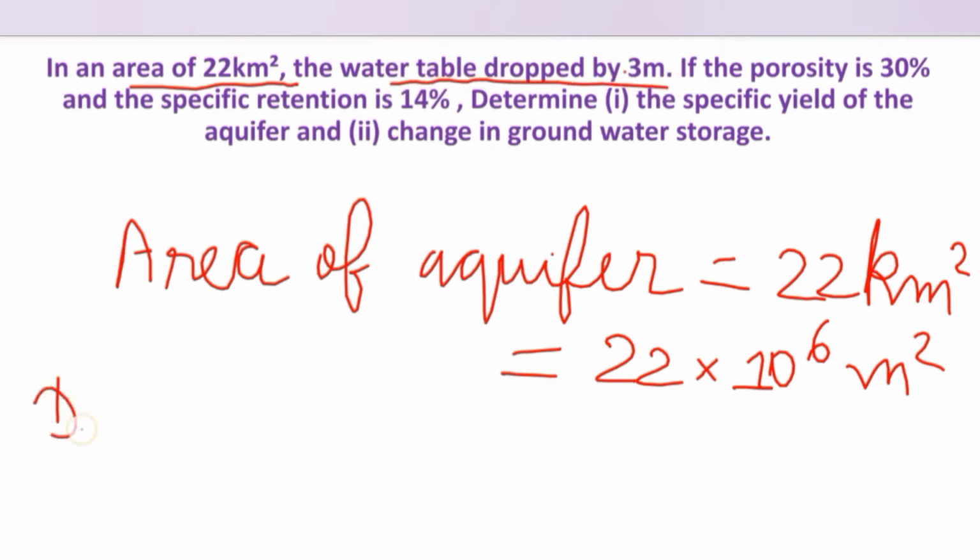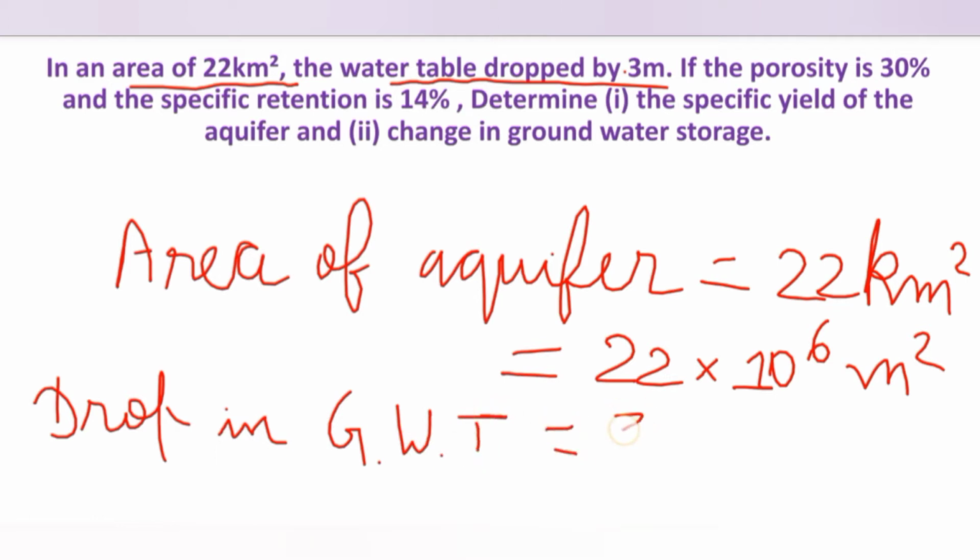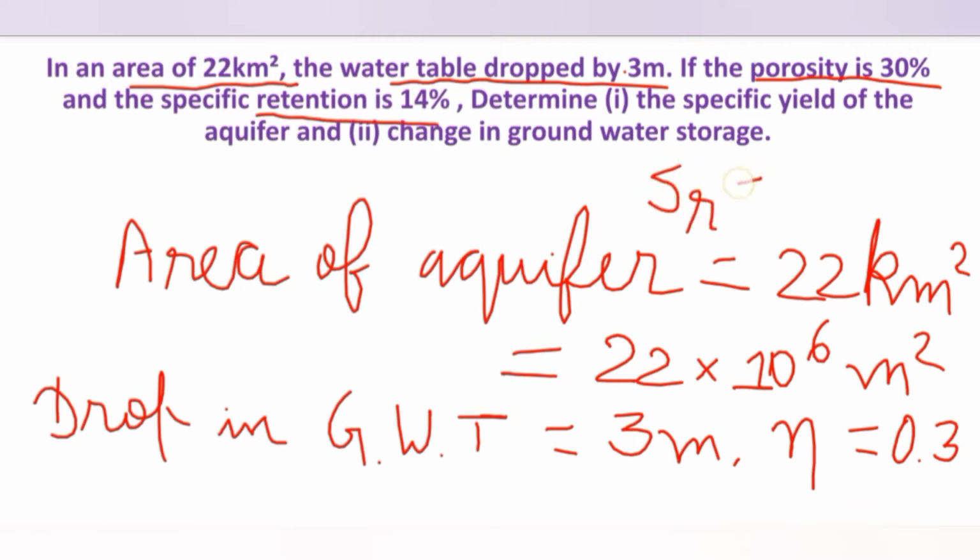So the drop in groundwater table is equal to 3 meter. The porosity is 30%. So porosity is equal to 30%, or say 0.3. And the specific retention is 14%. I'm writing it here. So SR is equal to 14%, that is 0.14.